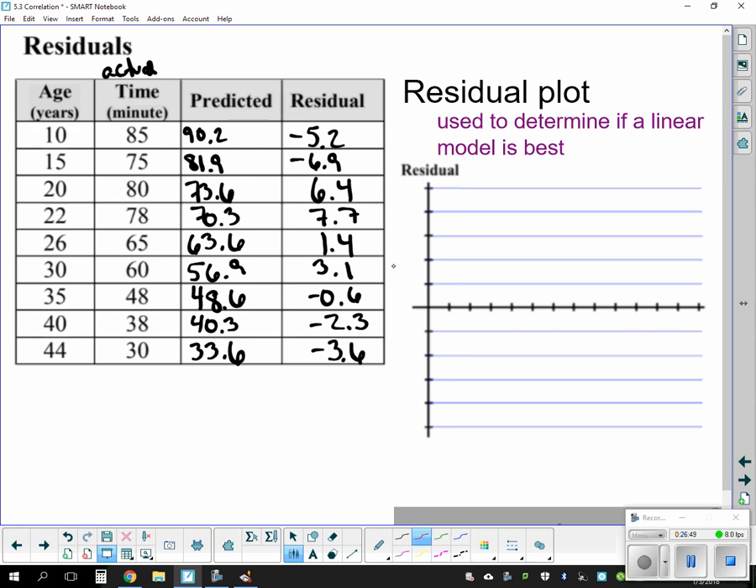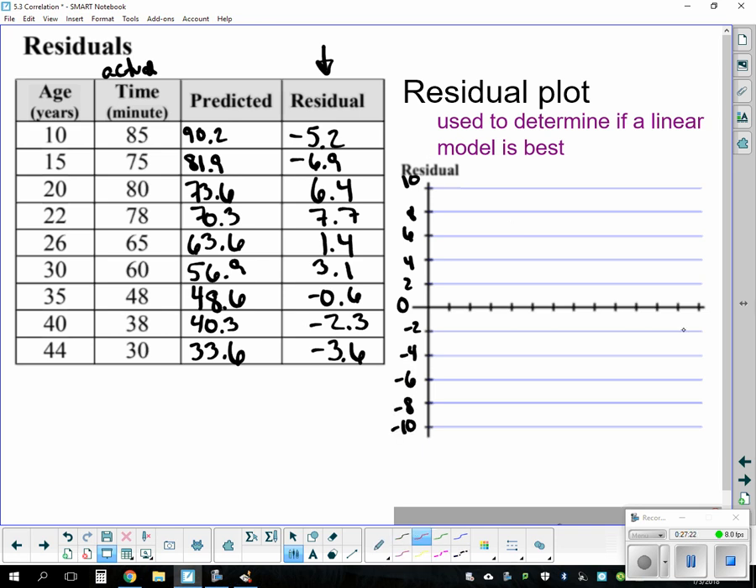So we need to plot all of these things. If you look at your residual numbers, the highest residual number is 7.7. The lowest is negative 5.2. So right here, I'm going to list those. I need this to be my 0. And then because I need to go all the way to 8 and down to negative 7, I'm going to count by 2's here. Otherwise, I won't get there. So 2, 4, 6, 8, 10. And then here, these would be negative 2, negative 4, negative 6, negative 8, negative 10.